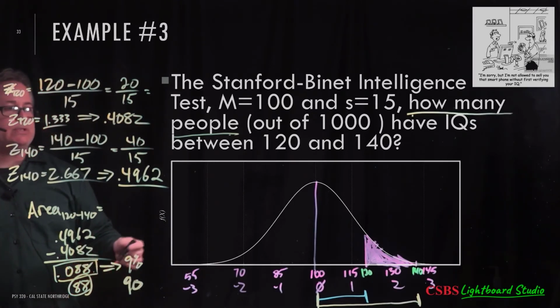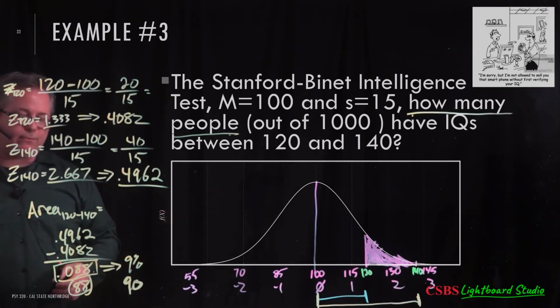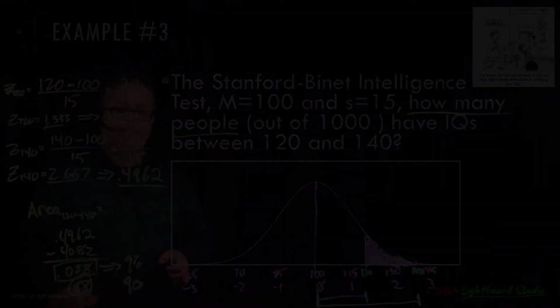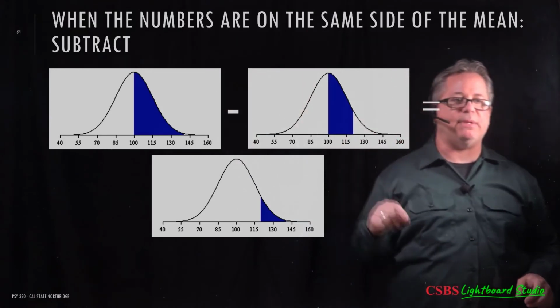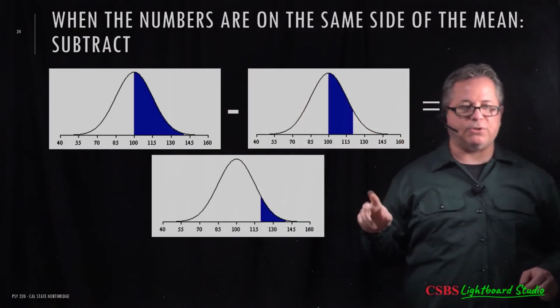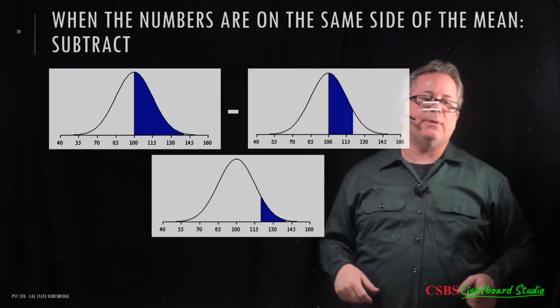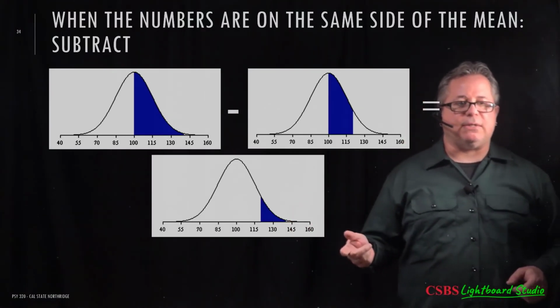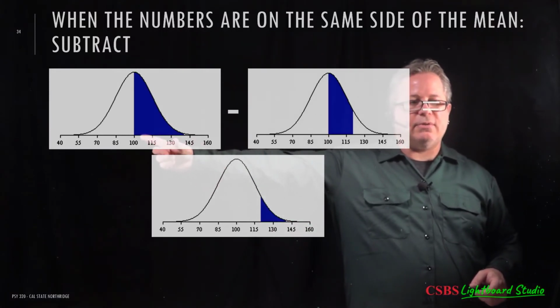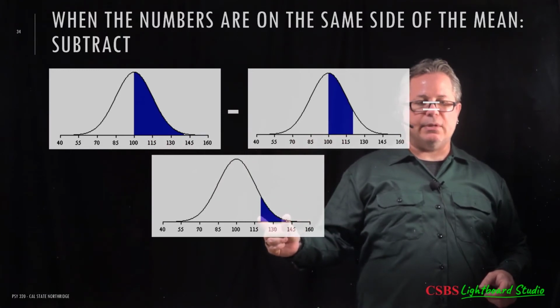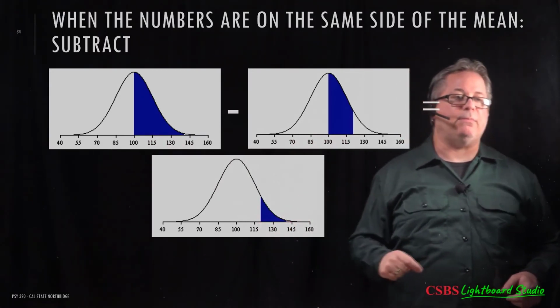So the answer is not the 8.8%, but roughly 88 people would have a score between 120 and 140 if you had a sample of 1,000 people. When the numbers are on the same side of the mean, so if you're looking at two raw scores or z-scores that are on the same side, two positive z-scores or two negative z-scores, you can find the area by subtracting. Find the area to the larger number, the area to the smaller number, and subtract them, and it'll give you the area in between.